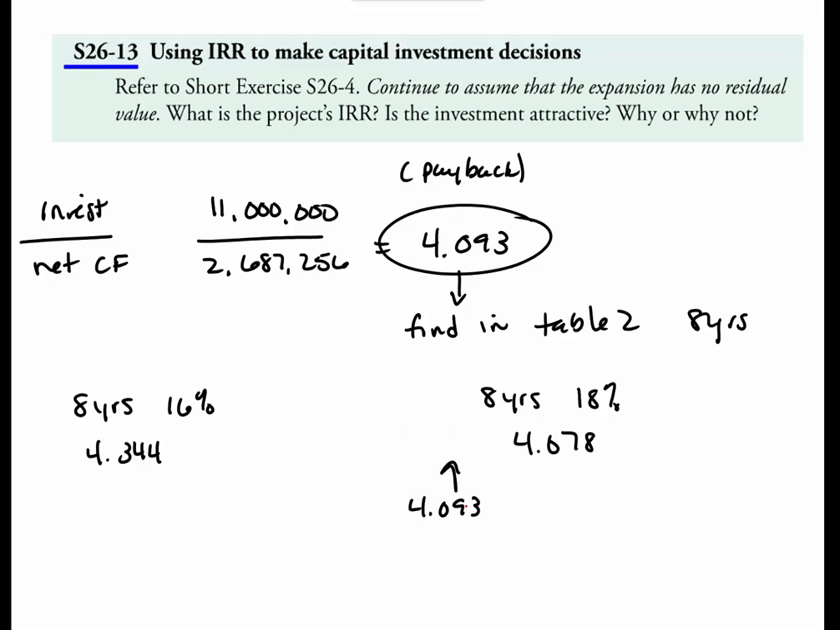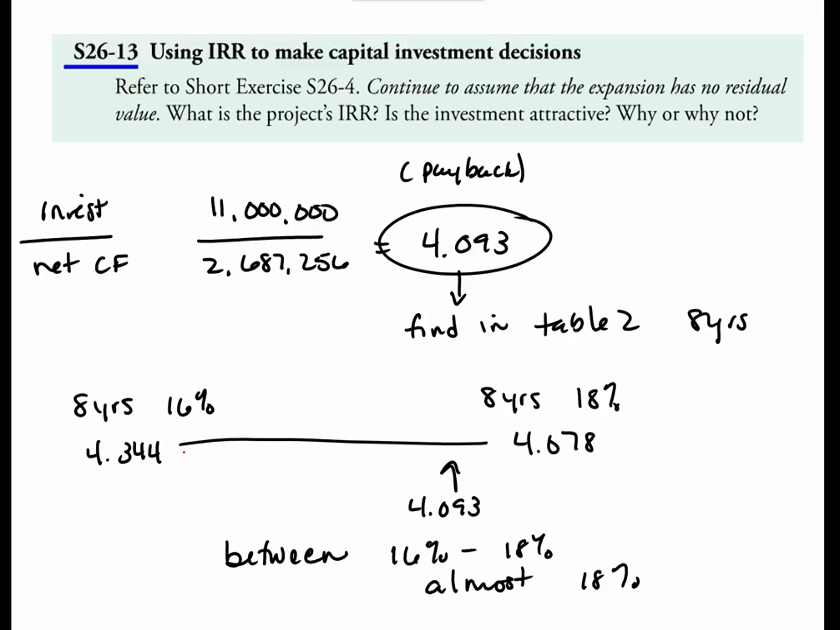4.093. So the answer, all they'll ask you for in this course, is to say it's between 16 and 18%. That's the answer to the question. But we can see that it is much closer to 18 than 16, right? So I would say it's almost 18%. And there are ways mathematically where you can figure out that it's exactly 17.4% or something like that. But we don't need to go that far. We can see, along here, it's not in the middle and it's not close to this one. It's very close to 18%. So that's how you read that.